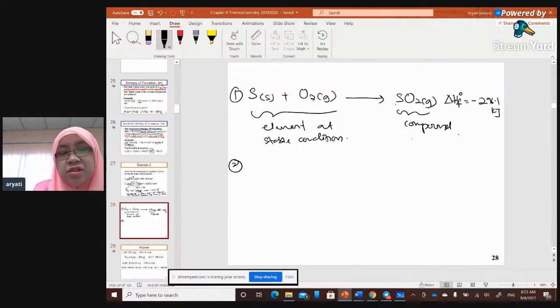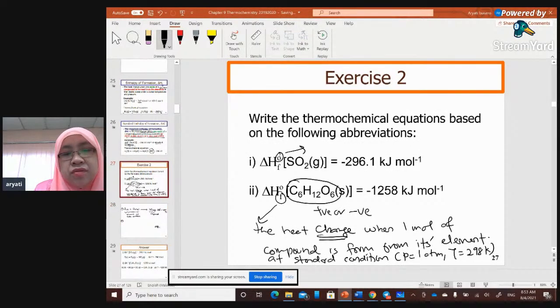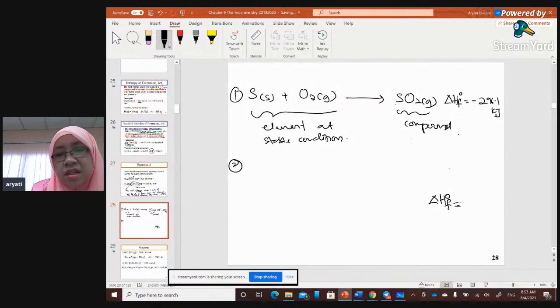Enthalpy of formation, ikut definition, the heat change, so delta H not formation. Okay, delta H not formation, the heat change as much as how many? Negative 1258 kilojoule. The heat change when 1 mole of compound. So what is your compound? Your compound is C6H12O6. So this is your compound.